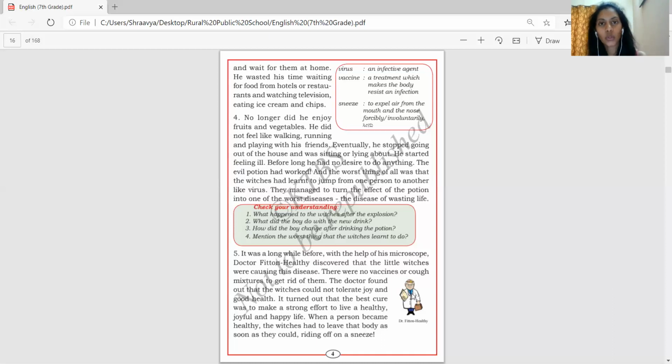So in any disease, what do they say? There is a quote which says, laughter is the best medicine, correct? Which means you should be happy. Even when you're not sick, you should be happy.